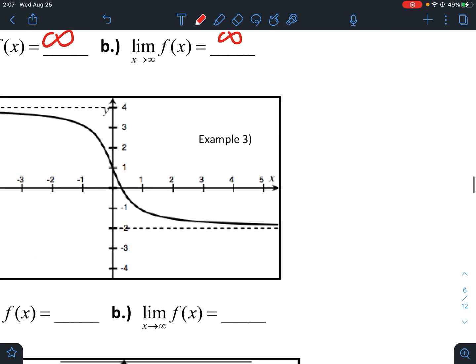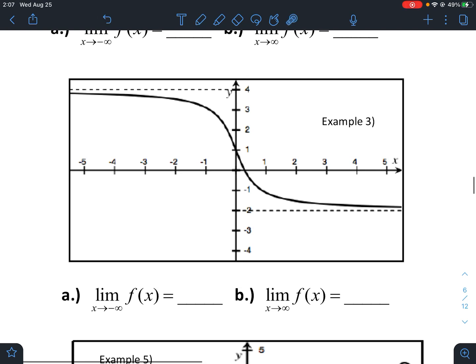For number 3, as we go to the left, it looks like we're never going to cross y equals 4. That's going to be our horizontal asymptote here. And as we go to the right, we are never going to cross y equals negative 2.